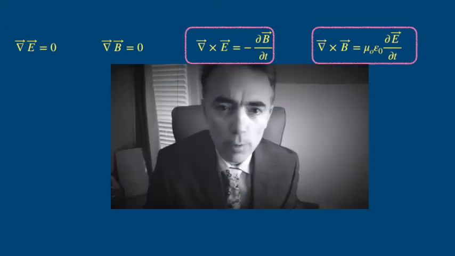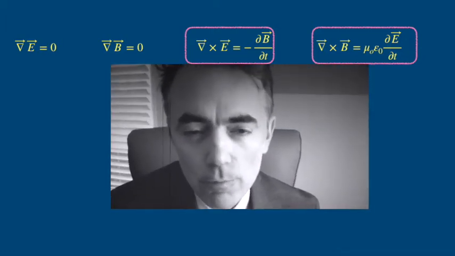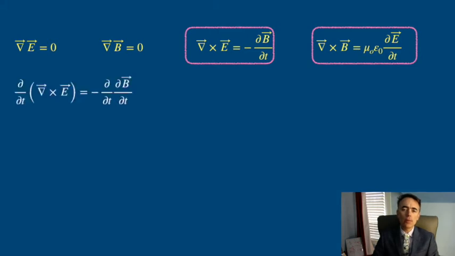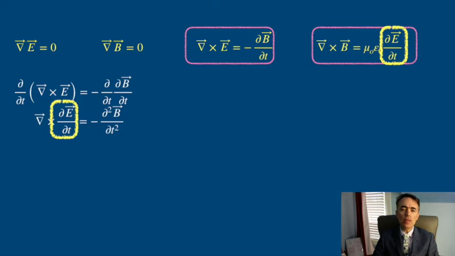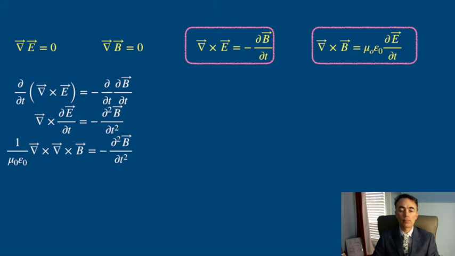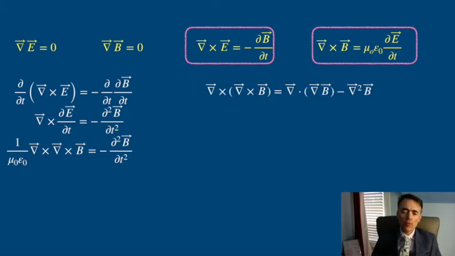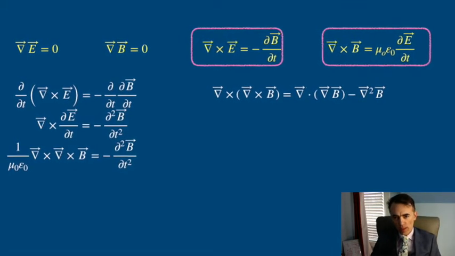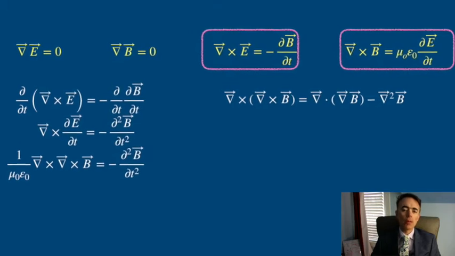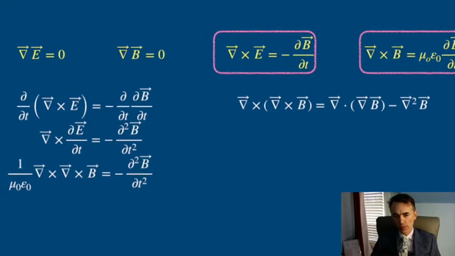Just for fun, let's calculate the time derivative of the third equation. But because the partial of E with respect to time is the curl of B from the fourth equation, we can write the curl of the curl as the gradient of the divergence of the magnetic field minus the Laplacian of the magnetic field.